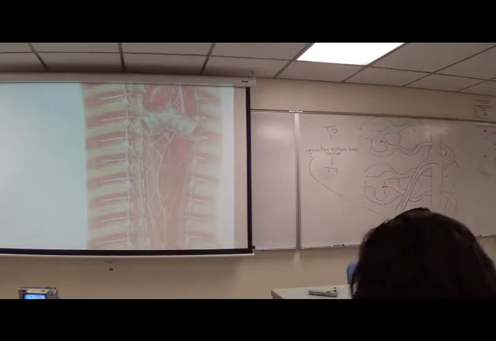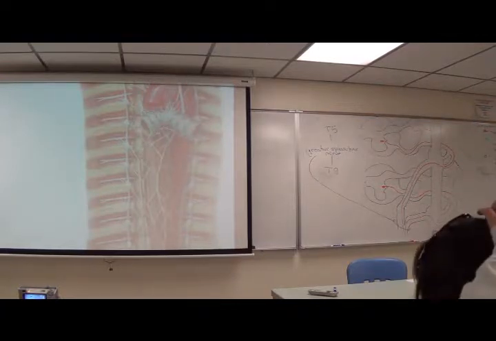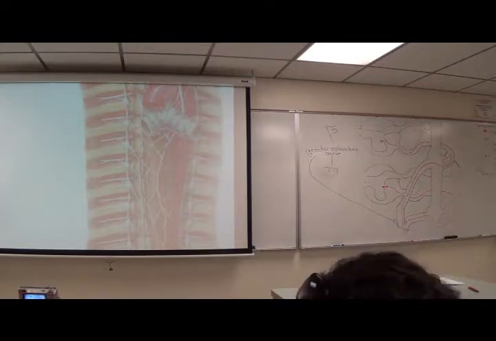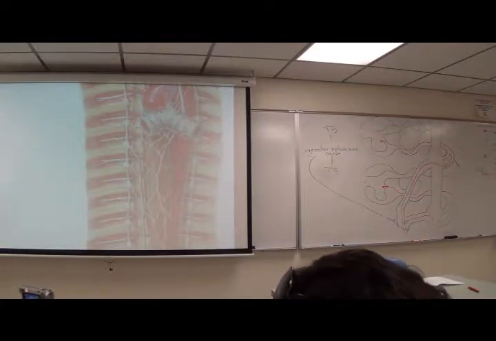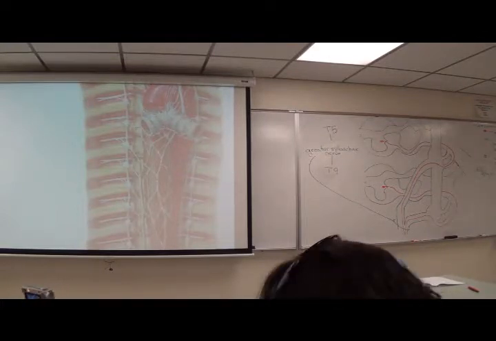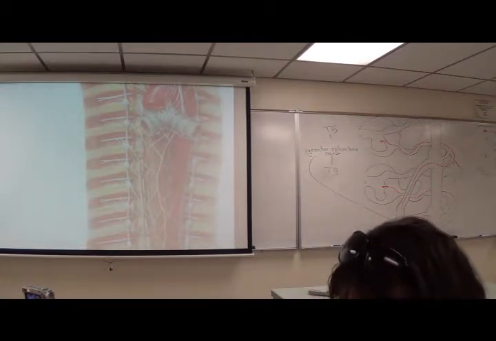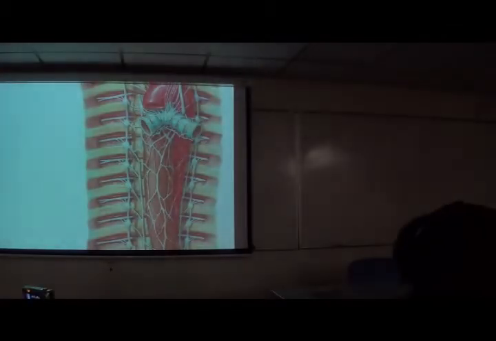So even though these are thoracic level preganglionic neurons, the structures that they're going to innervate are in the abdominal cavity. So we have to take this nerve into the abdomen. I'll leave the diagram on the whiteboard. Let's look at what's on our screen.